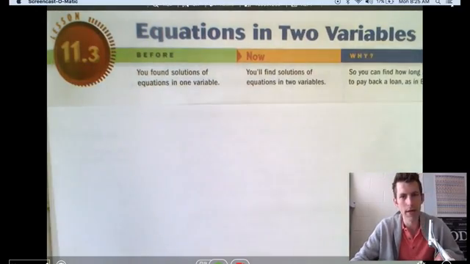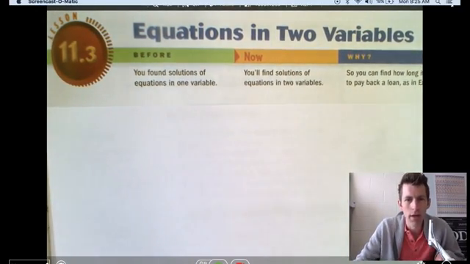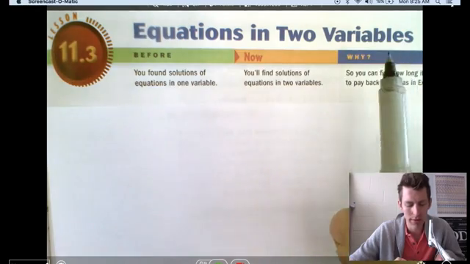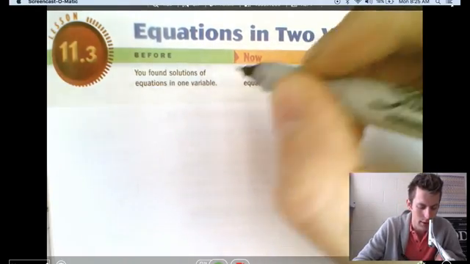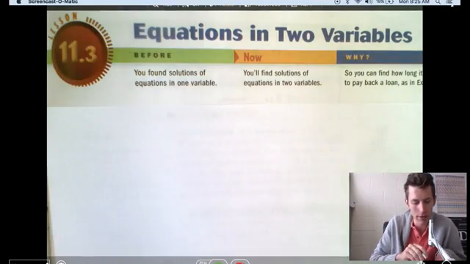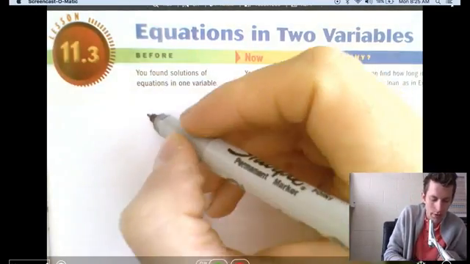Hope you're doing well. We're on 11.3 now. We're talking about equations in two variables. One variable would look like, well, actually it says right here, before. What did we learn before? You found solutions of equations in one variable.